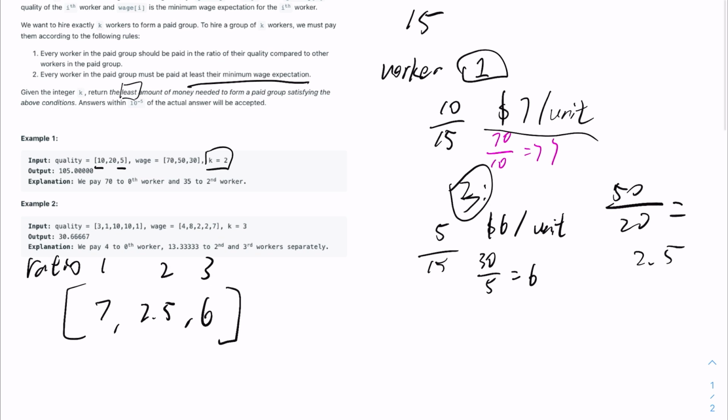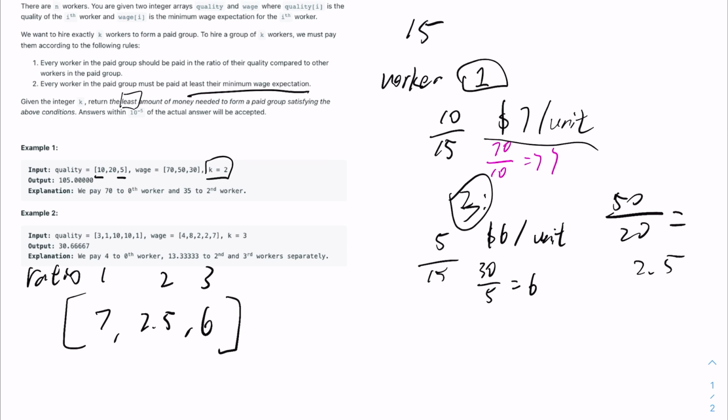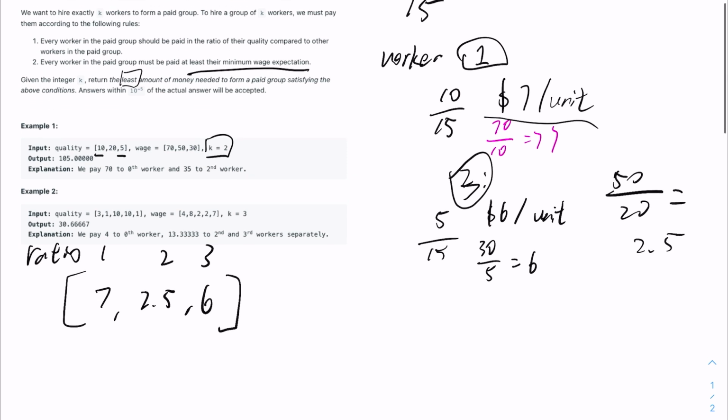And we want to sort this by its ratio from least to greatest, because we want to minimize the amount of money that we pay to the workers. So we want to start from the minimum unit price. If we sort this, the ratios will be 2.5, 6, and 7, and this will correspond to worker 2, 3, and worker 1.